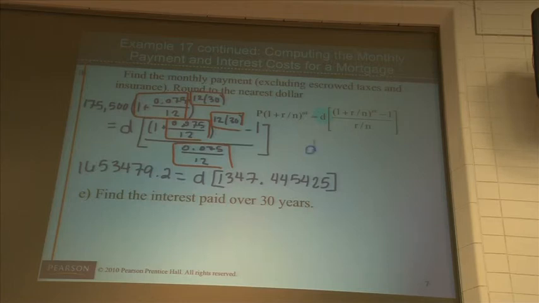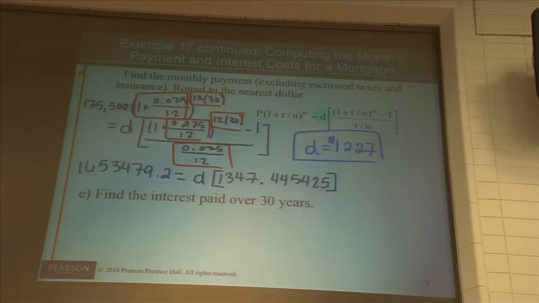You should end up with D is equal to 1227. It says round your answer to the nearest dollar at the top of the example. So you're paying $1,227 a month for 30 years to pay off your $195,000 house. It's not too terribly bad.